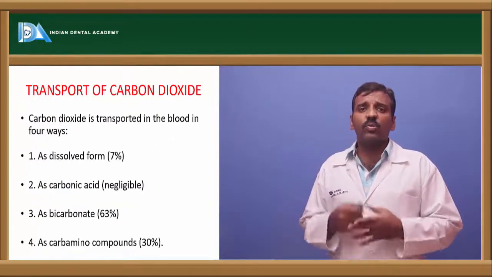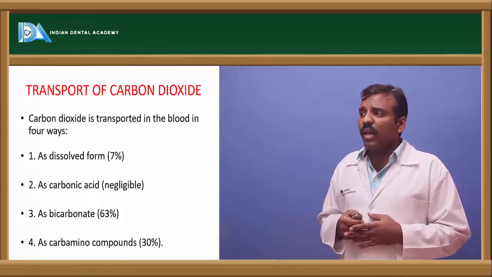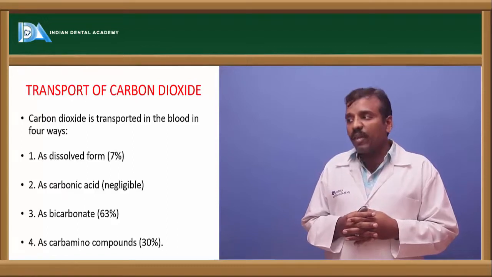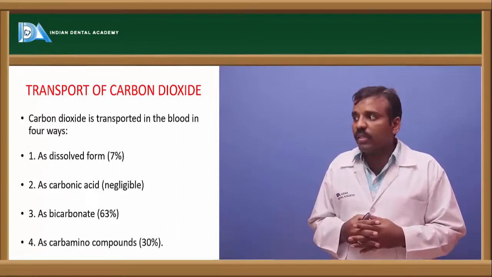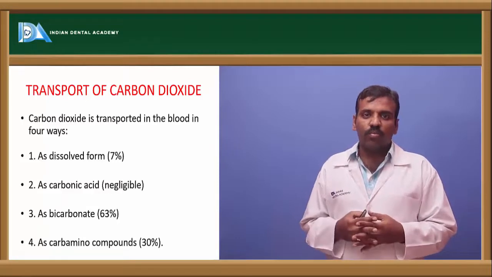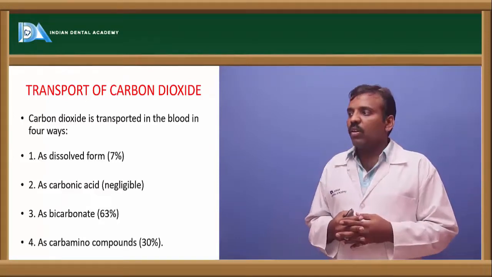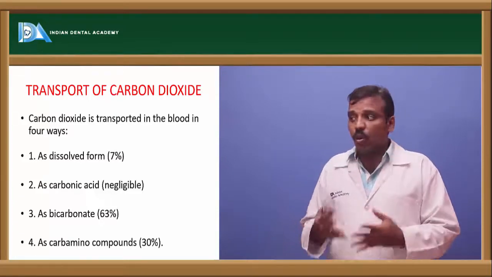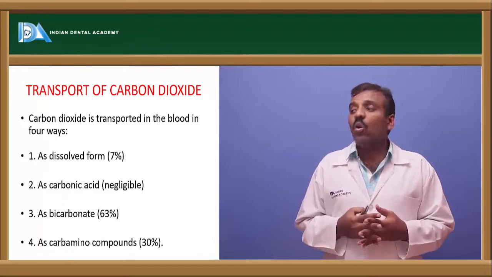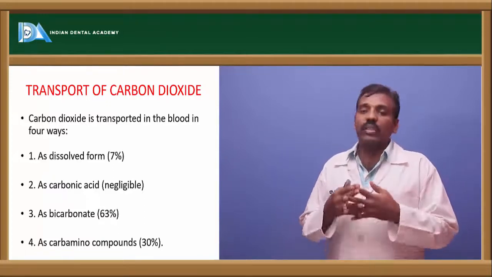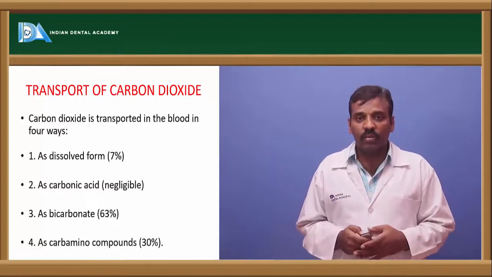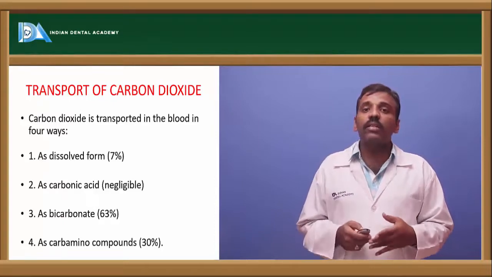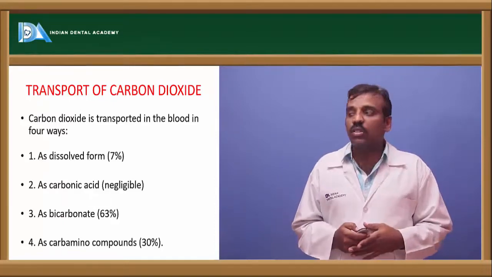And next is transportation of carbon dioxide. Carbon dioxide is transported in four ways. One is in the dissolved state, that is about 7%. As carbonic acid, it is negligible. And next is as bicarbonate, that is about 63%, which is the most. And next is as carbamino compounds, that is about 30%, in second place. But the major portion of carbon dioxide is transported in the form of bicarbonates, about 63%.